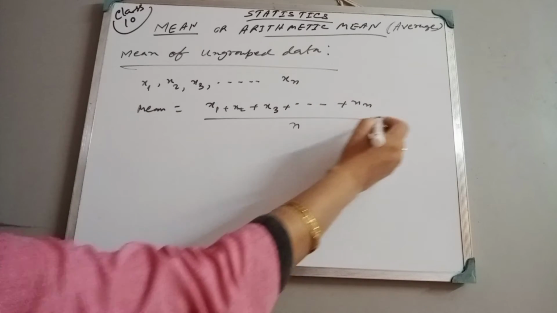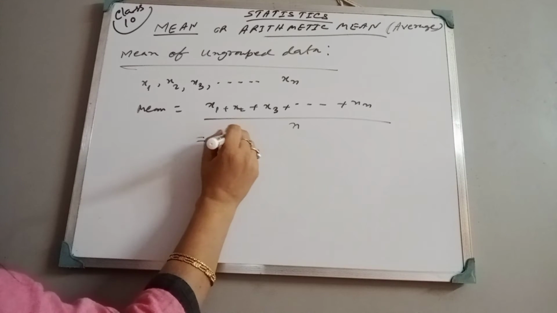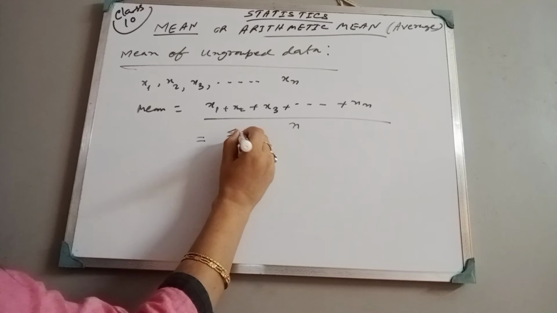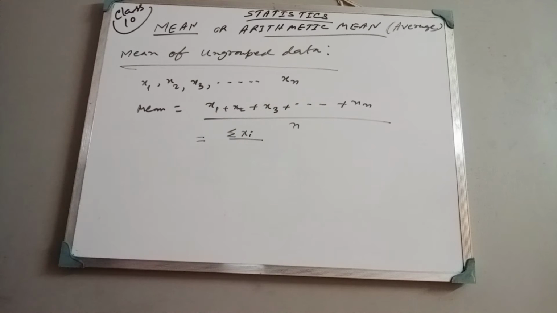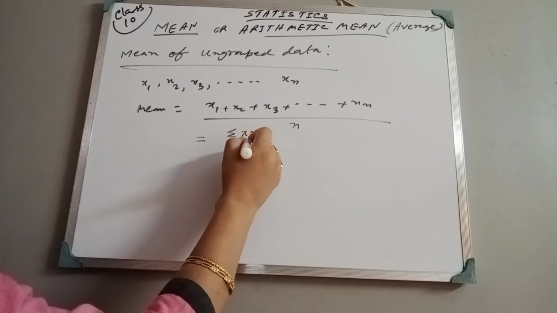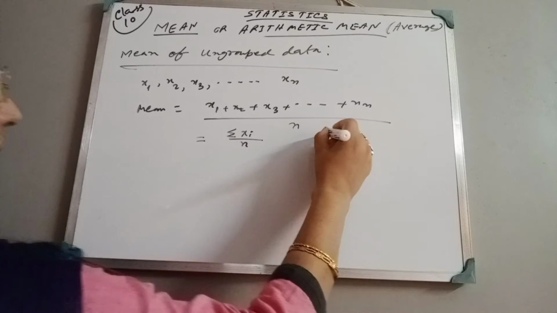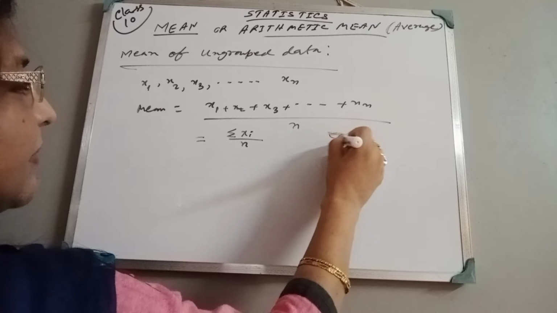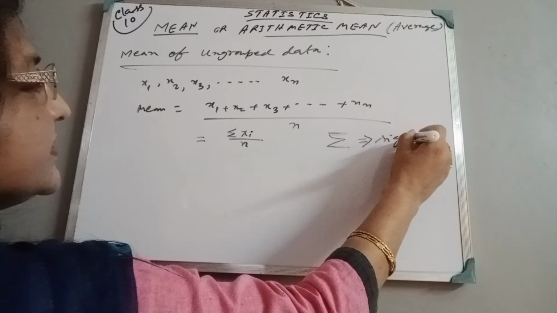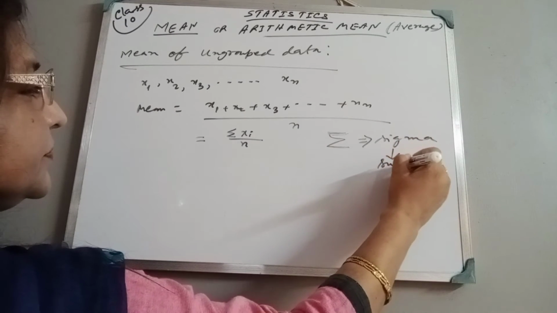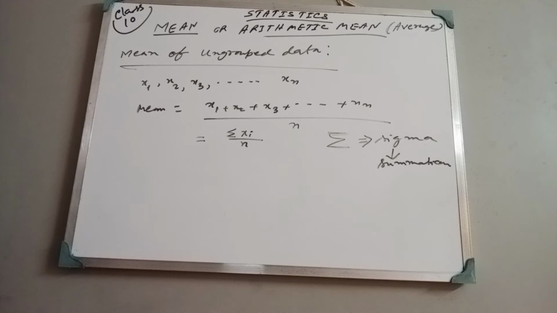Here we can write this as sigma xi. Xi means when i equals 1 it is x1, when i equals 2 it is x2, when i equals 3 it is x3, like this. So sigma xi by n. This is the symbol of sigma, which means summation. Remember this.